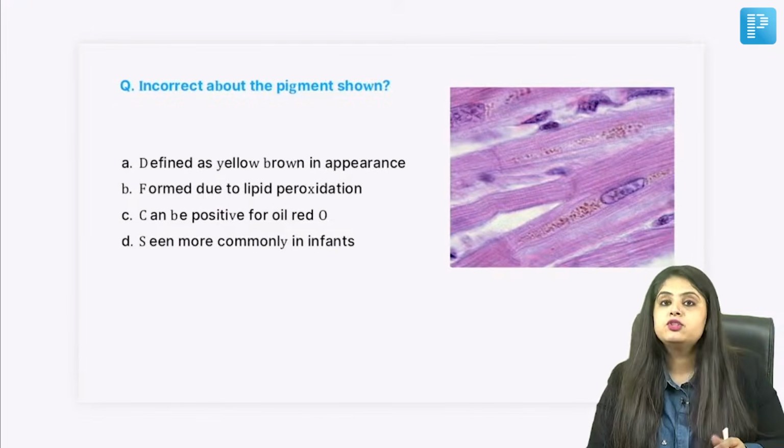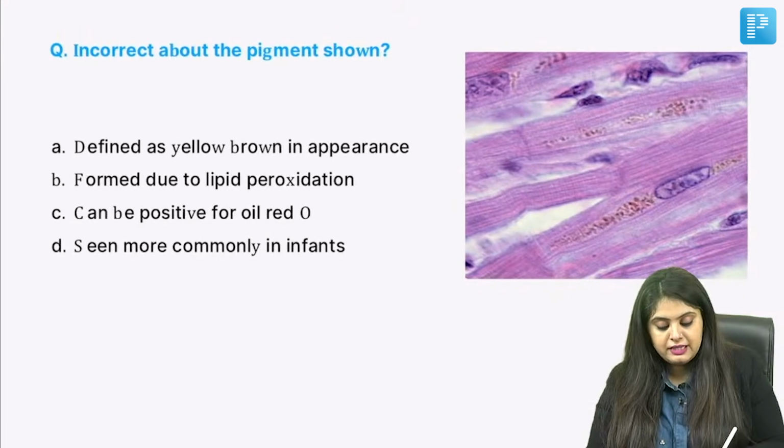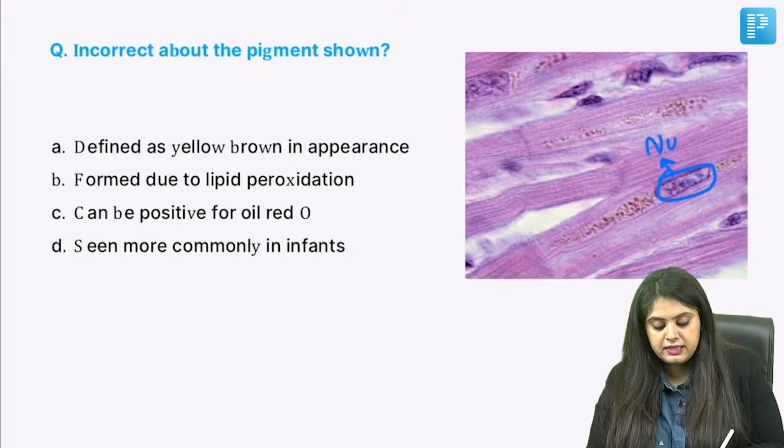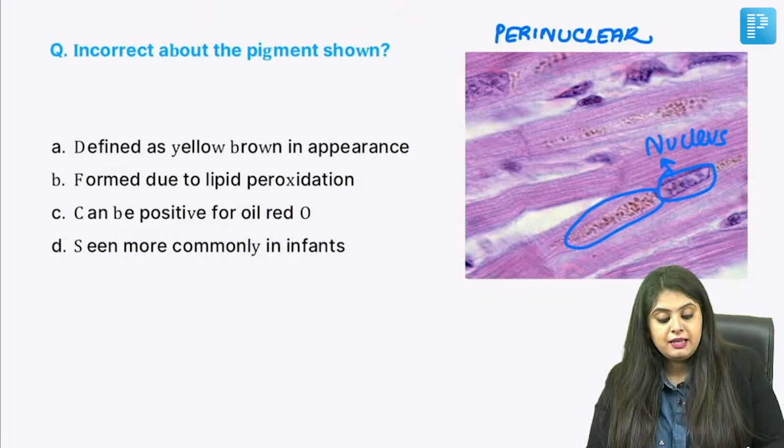Incorrect about the pigment shown. First, you guys tell me what pigment has been shown over here. I can see there is a blue color nucleus over here, and then I can see there is a pigment which is brown in color. Whenever they say perinuclear pigment, what comes to your mind? It has to be a case of lipofuscin.